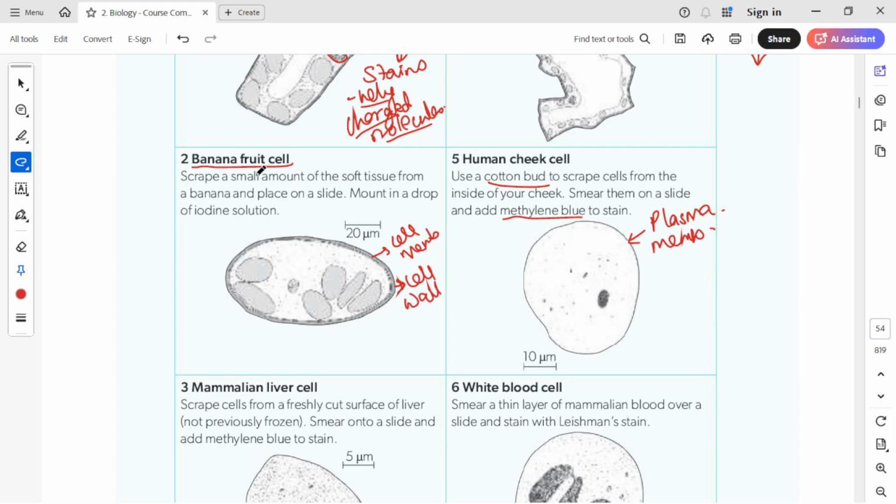Now here in banana fruit cell, we are going to stain with the iodine solution. Why are we not staining it with methylene blue? Because here the cell is composed mainly of starch, because the function of these cells is storage. Now starch actually reacts with iodine solution and gives a purple bluish color. So that is why this cell will easily get stained with this iodine solution. So the storage cells will be stained using the iodine solution.